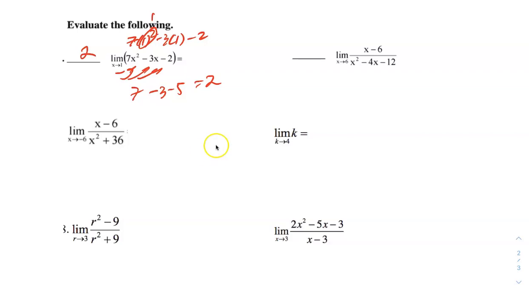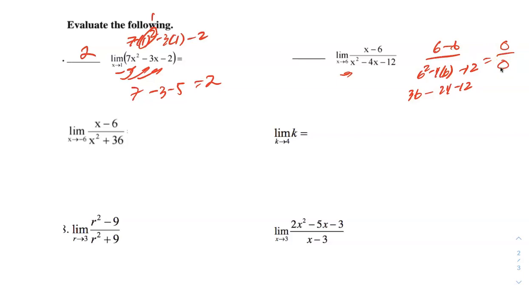The next one. Right? I'm going to plug in 6. So I get 6 minus 6. Already there's some issues. 6 squared minus 4 times 6 minus 12. 36 minus 24 minus 12. I get 0 over 0. 6 minus 6, 0. 36 minus 36, 0. So the number one rule of limits, remember, is plug it in. If it works, you're done. If it doesn't work, there's different things. So in this scenario, I get 0 over 0. That means you have more work to do.